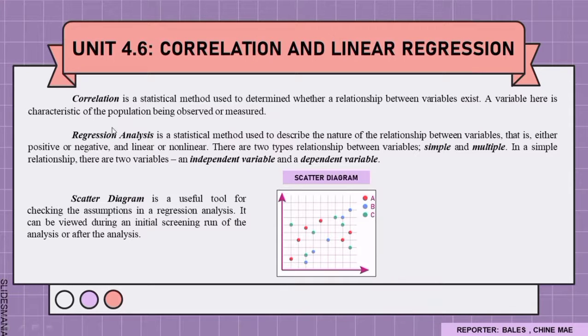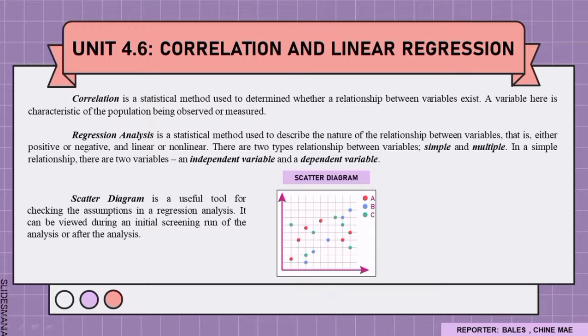The correlation and linear regression. Correlation is a statistical method used to determine whether a relationship between variables exists. A variable here refers to characteristics of the population being observed or measured. Regression analysis is a statistical method used to describe the nature of the relationship between variables, that is either positive or negative and linear or nonlinear.